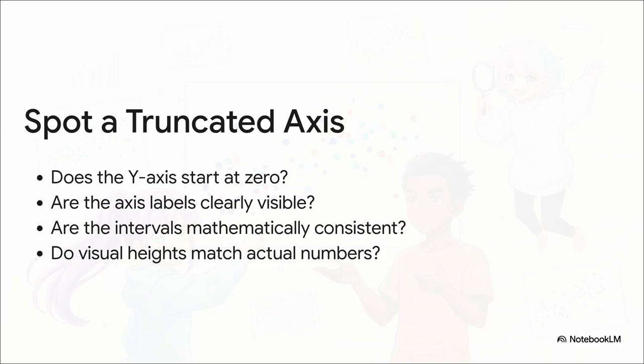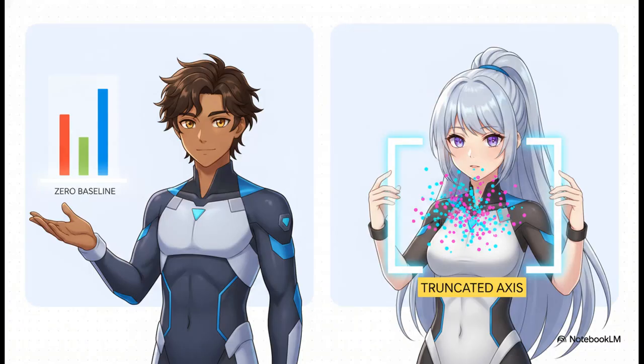To protect yourself, you really need a quick checklist for spotting these misleading graphs. Always ask yourself, does the y-axis actually start at 0? Are the axis labels clearly visible, or are they suspiciously hidden? Are the intervals mathematically consistent, like jumping by 10s or 20s, or do they skip numbers to create fake drama? And most importantly, look at the actual numbers. Do the visual heights of the shapes truly match the real numerical difference? Small differences can be dangerously exaggerated by a missing baseline. Let's move on and see how this builds into a vital distinction in chart design.